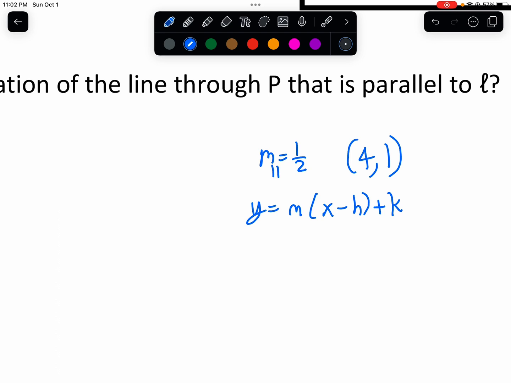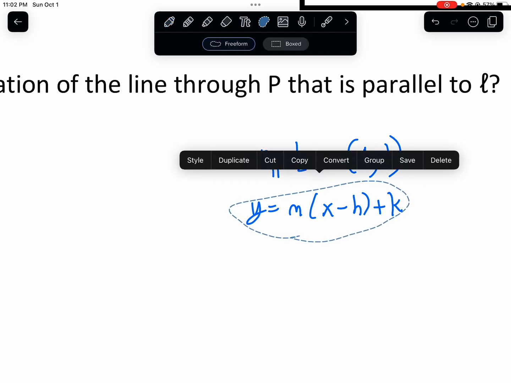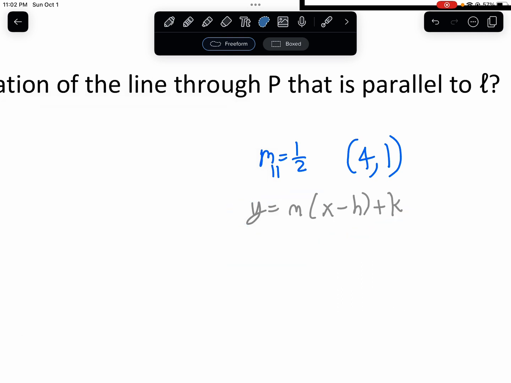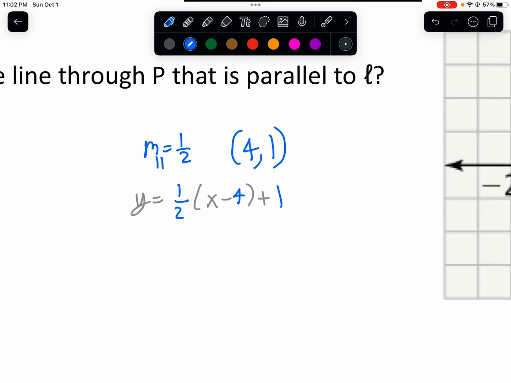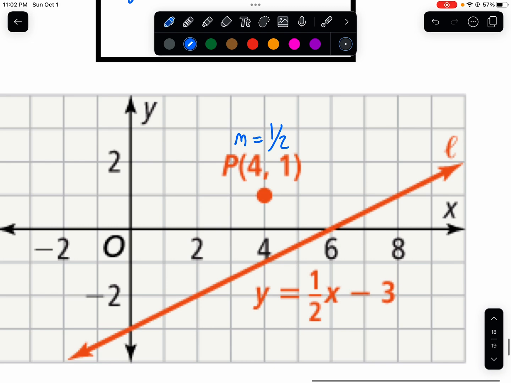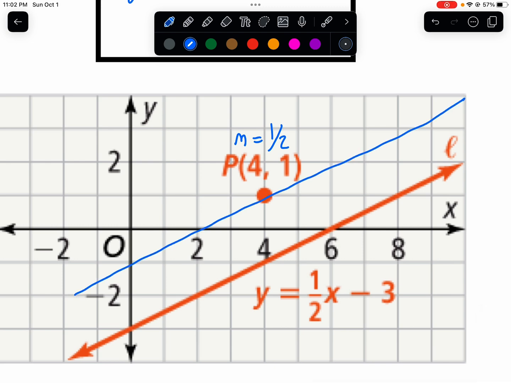I'm actually going to change the color of this so you guys can really see a difference here. All right, so there's our equation. I'm going to replace the slope with 1/2 because we know it's going to be 1/2. I'm going to replace h with 4 because we know that the x-coordinate is 4. Then I'm going to replace k with 1 because I know the y-coordinate is 1. That's my equation. Parallel line. Boom. There we go. So if I wanted to draw that parallel line, it would look just like this.